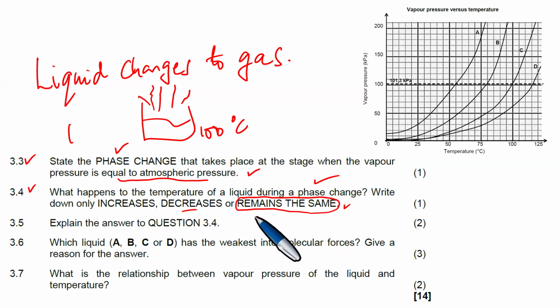But the examiner is trying to trick you, because remember, what happens to the temperature of a liquid during a phase change? This phase change is happening inside the pot. It's not happening in the air where the air is cold. It's happening inside the pot. Inside the pot, the temperature is the same. So the answer is, during a phase change, the phase change happens inside the pot, and the temperature there is exactly the same. We look at the next question.